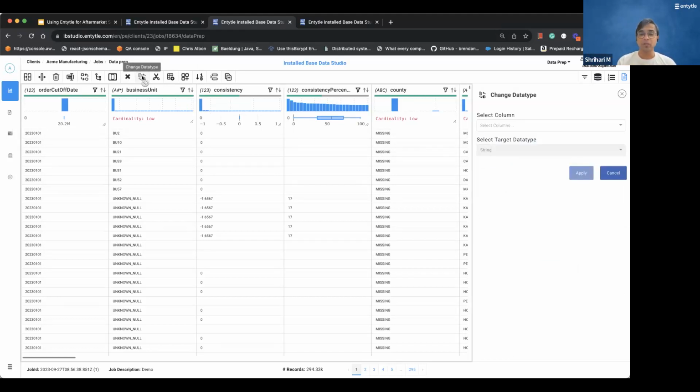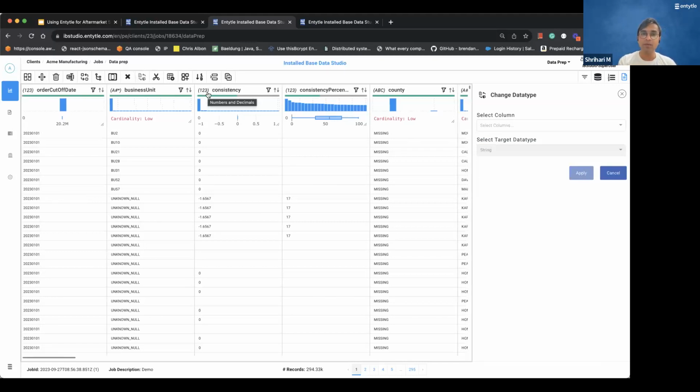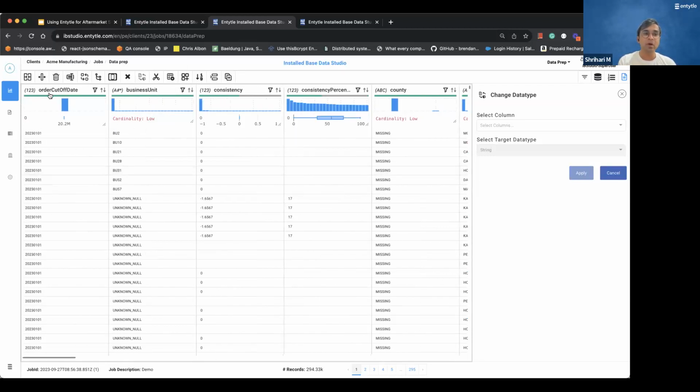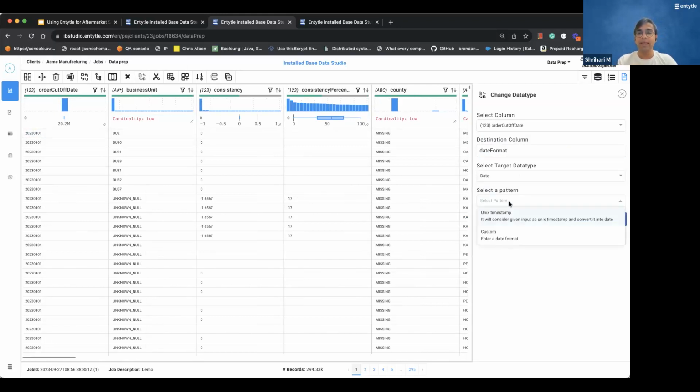Then there is also something called change data type. What you see here are a bunch of labels, right? You see something like 123, meaning it is a number, and ABC, meaning it is a string. Now here, there is a column auto cutoff date, which is marked 123. But this looks like a date to me. So what I can do is take this and say there is a column date format, and then I'm converting it to a date. Again, I can convert it into a standard date format.